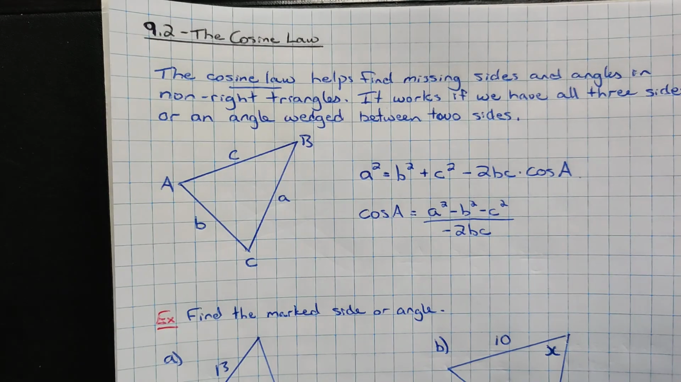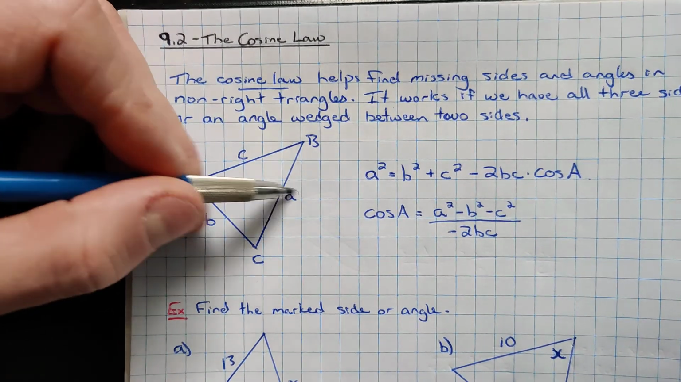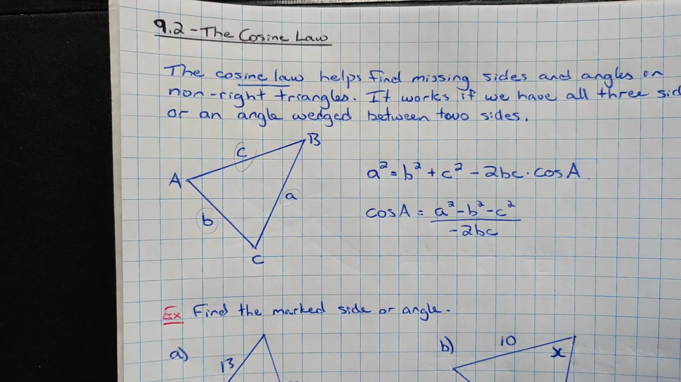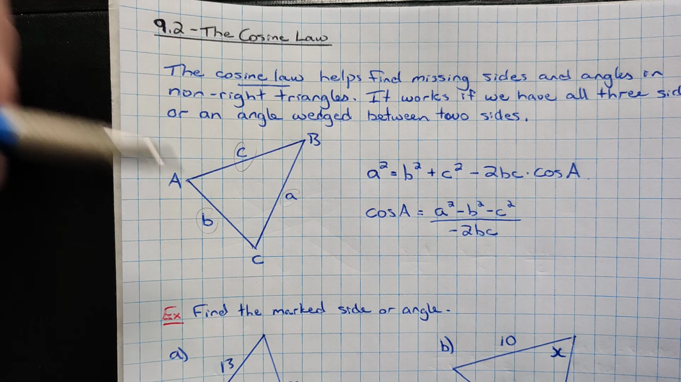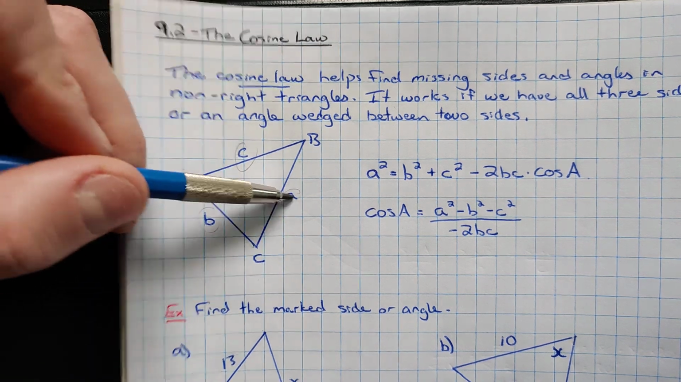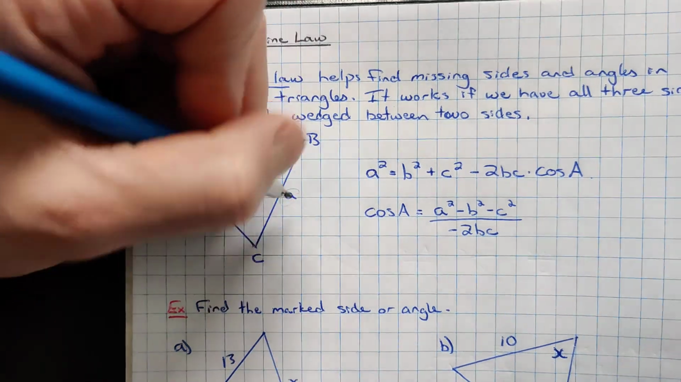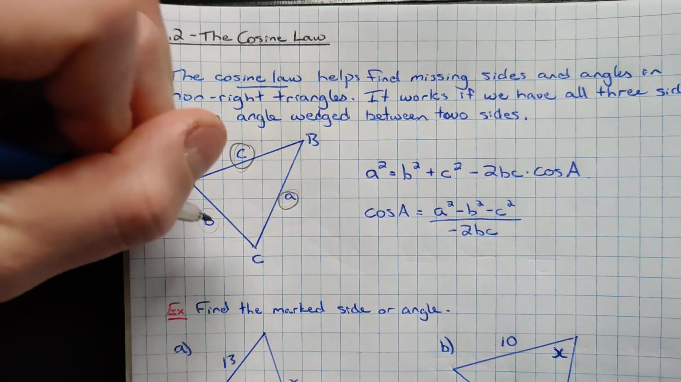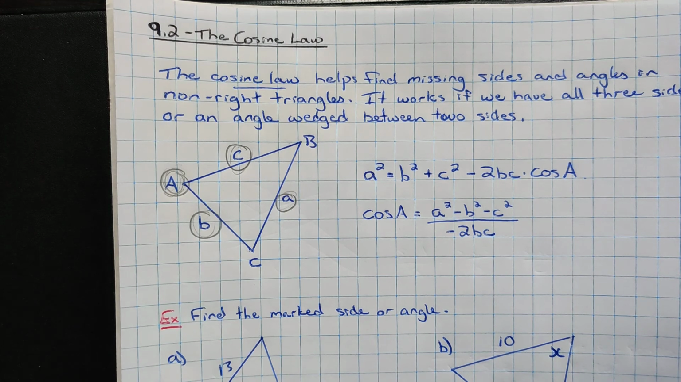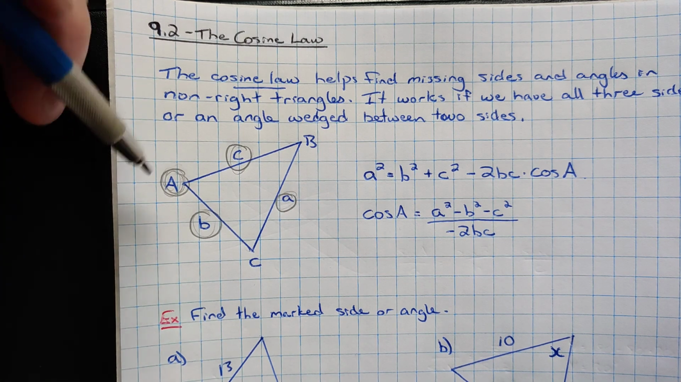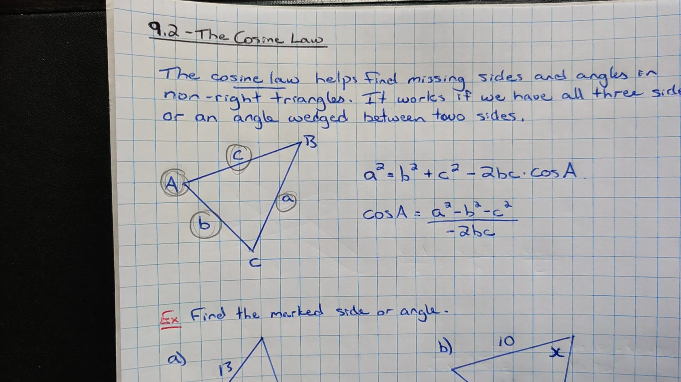So we either have A, B, and C, all three sides, or else we have something like this where we're looking for side A and we have this angle here. So this is the general setup. These are the values that you'll be working with right here. And again, A, B, and C are just relative to the triangle here, but we can switch that around.